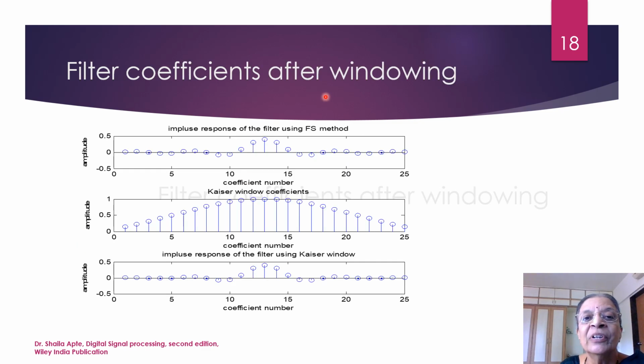So the filter coefficients after passing via the window, see how it looks. This is quite smoothly truncating because the Kaiser window coefficients are varying in a very smooth fashion. So when you pass it via the Kaiser window, the impulse response of the filter using the Kaiser window, this is using Fourier series expansion method, this is using the Kaiser window. It is considerably made smooth.